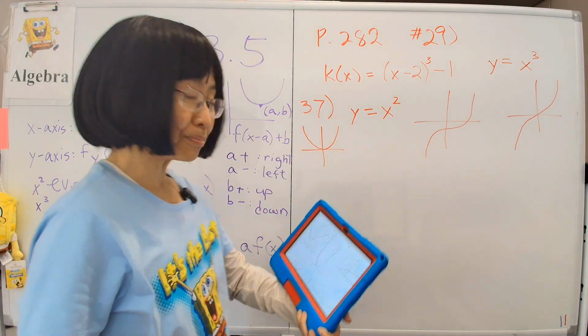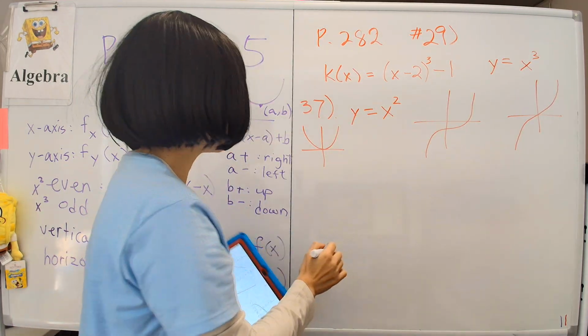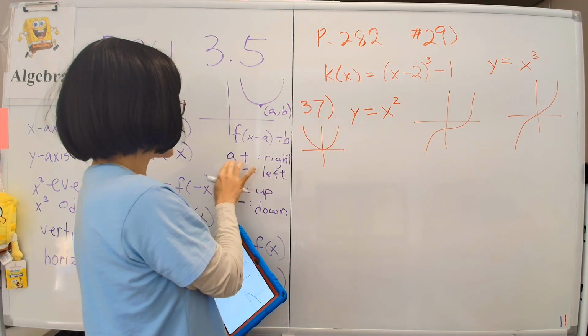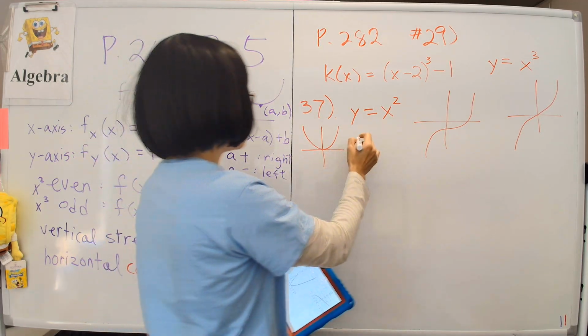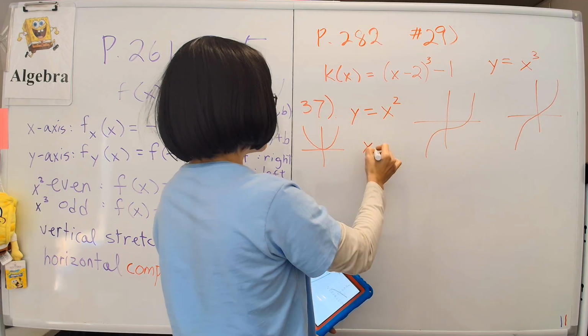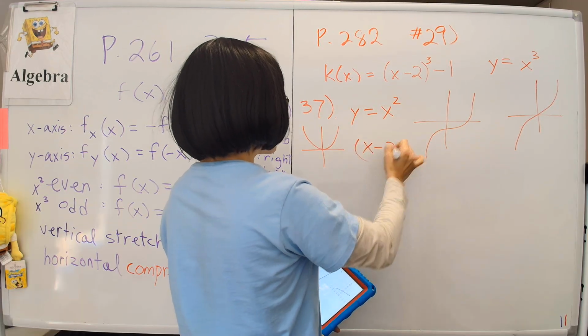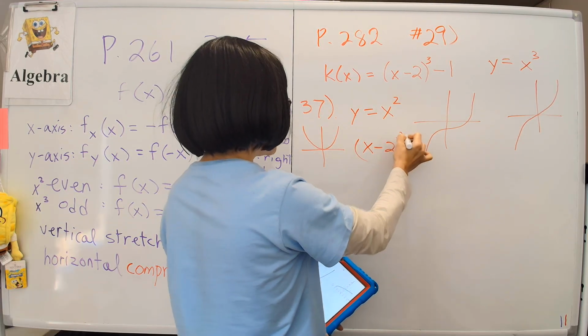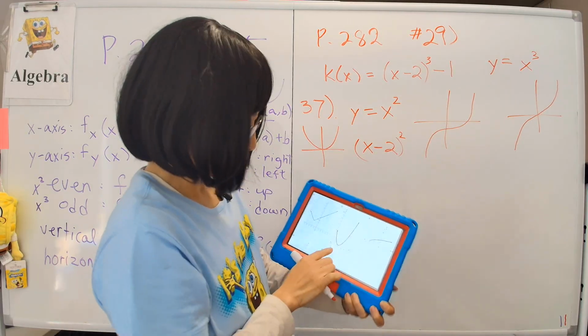But now the bottom is pushed over at positive 2. So we'll follow this rule, okay? A is positive, so it will be the function of, instead of x squared, it will be (x minus 2) squared, because it seems to have been pushed over 2 units. See, the bottom hits at 2.